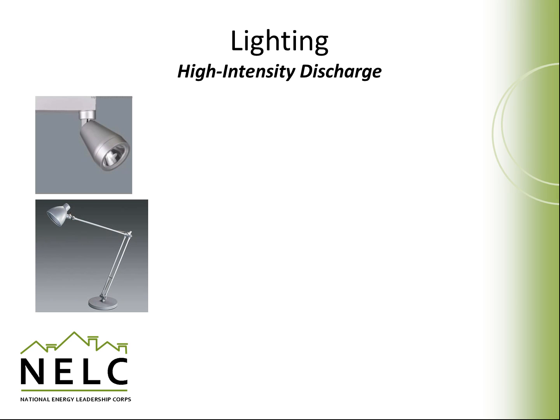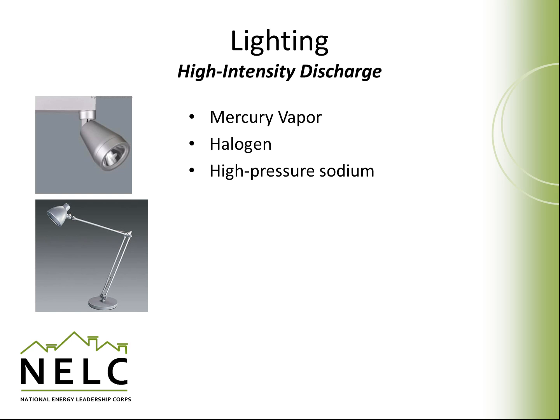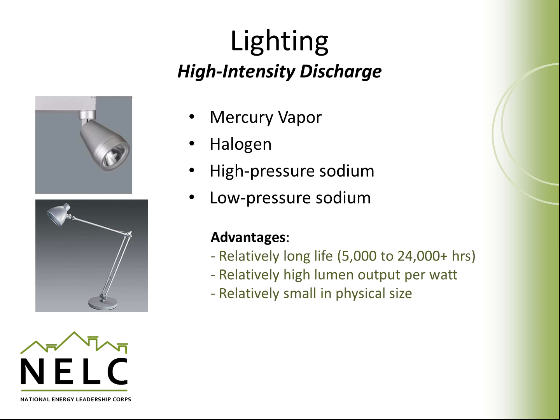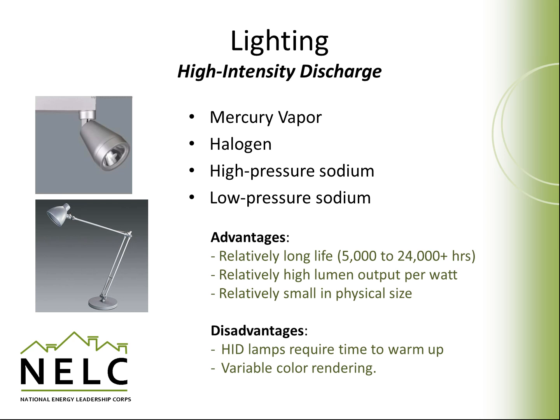High-intensity discharge, or HID lamps, are similar to fluorescence in that light is produced with an arc between two electrodes. The arc in an HID source is typically shorter, but generates much more light and heat, as well as pressure within the arc tube. Four types of HID lights, in increasing order of efficiency, are mercury vapor, halogen, high-pressure sodium, and low-pressure sodium. Some advantages of HID lights include a relatively long life, a relatively high lumen output per watt, and that they're relatively small in size.